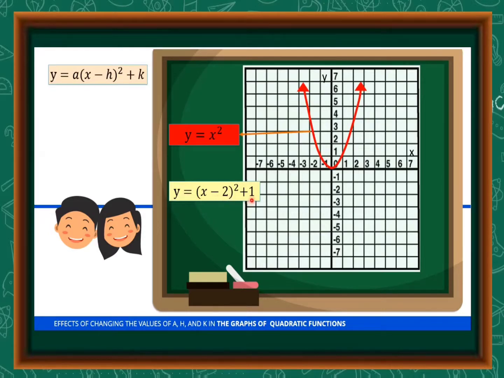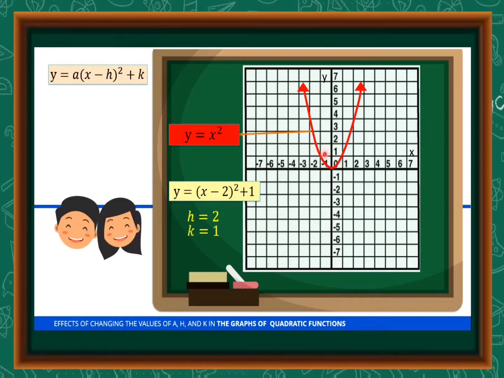So, identify natin isa-isa. Ang a natin dito is positive 1. So, ang ating graph ay mag-open upward. Ang h dito sa ating given ay positive 2. And ang k natin is positive 1. So, let's see. Tingnan natin, di ba? Ang a is 1. So, ang ating graph ay hindi magiging narrower or wider. Since a is equal to 1, kapareho ng sa parent graph.